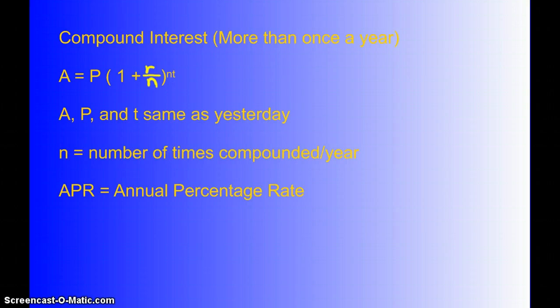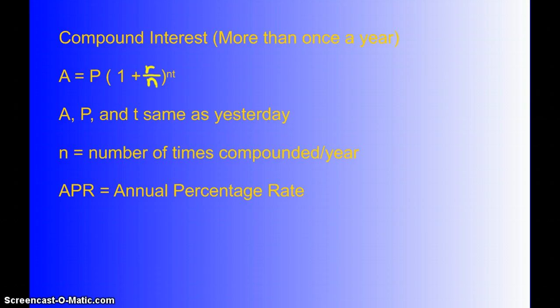So to do that, we have this new formula for calculating compound interest. And if you look at the formula, A equals P times (1 plus R over N) to the NT, it's very similar to what we did yesterday, except you notice the letter N being new in this equation. What that N represents is the number of times your money is going to be compounded in a year. Now your A, P, and T stay exactly the same, and your N represents simply the number of times it will compound per year.